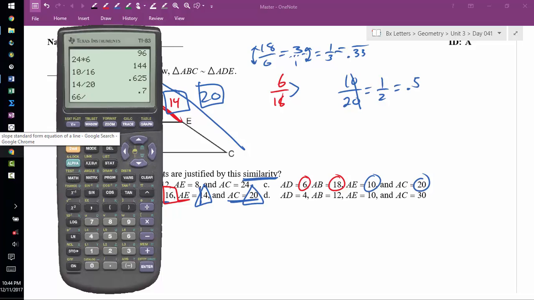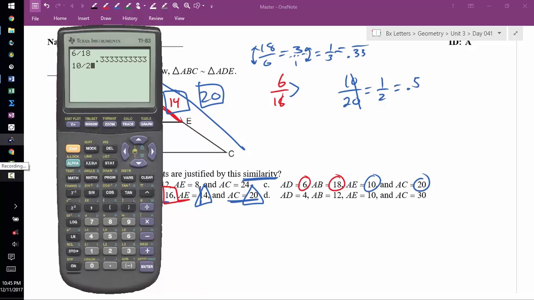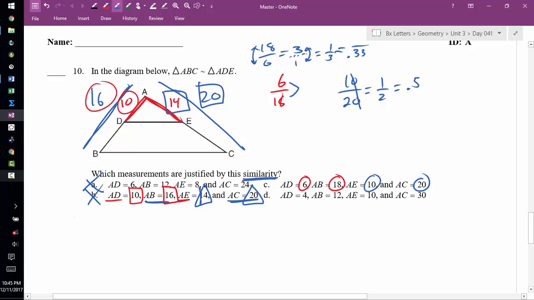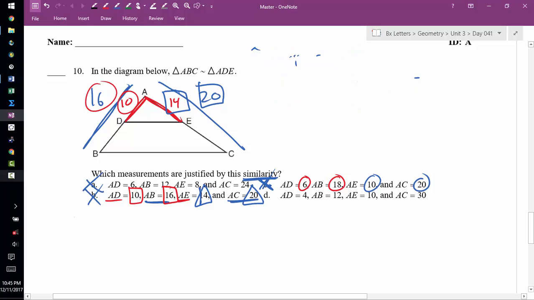But I'll just show you. 6 divided by 18. Yeah, 0.3. So 0.3 is not the same as 1/2. It's not the same as 10 divided by 20, which is 0.5. So I know C is not my answer. Therefore, without even doing any math, I can tell you with certainty this last one, D, is our answer.